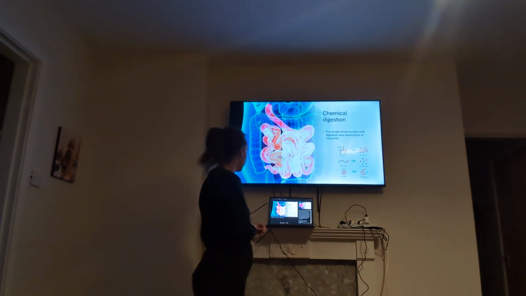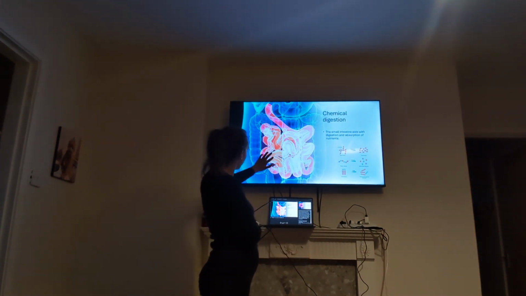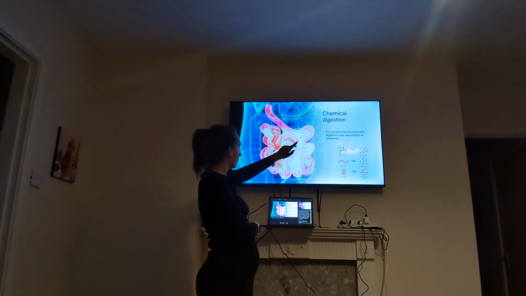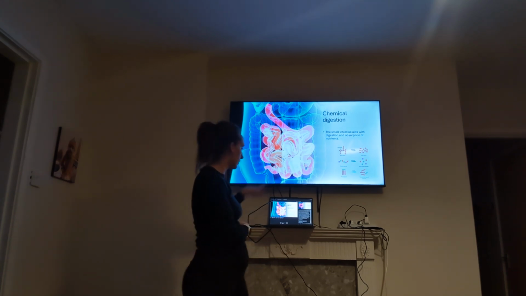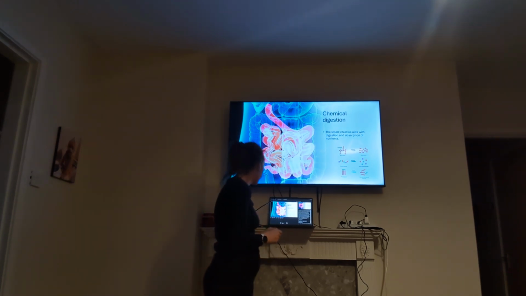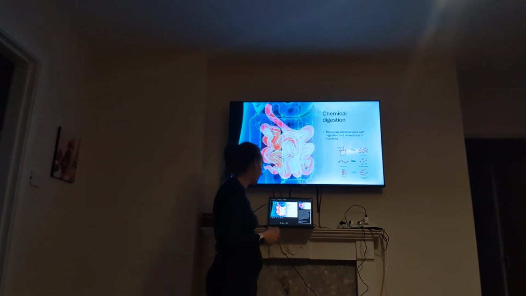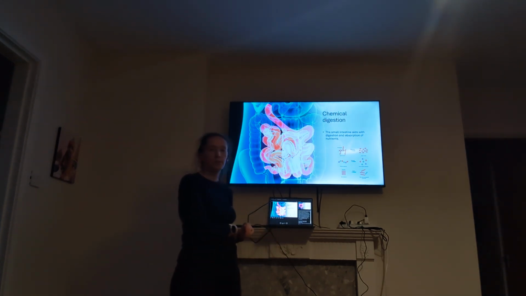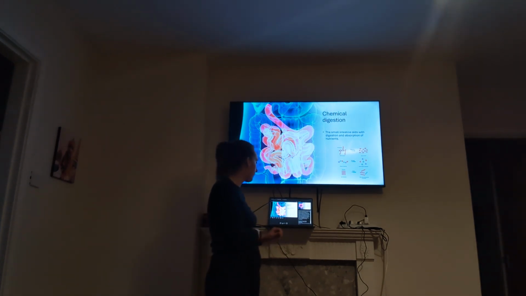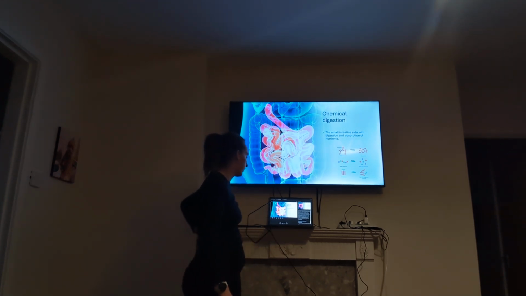Chemical digestion. The small intestines aid with the digestion and absorption of nutrients. The use of enzymes breaks down the food for absorption by breaking it into smaller molecules. This happens throughout the body, not just in the small intestines. It's a crucial part of digestion, as chemical reactions would be a lot slower without enzymes.